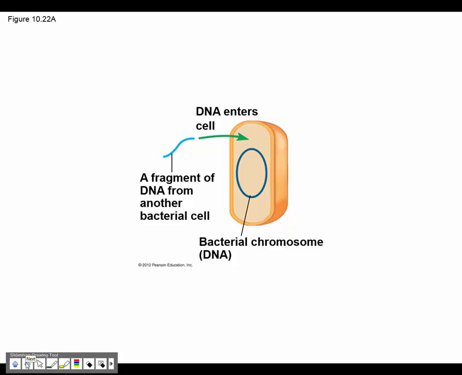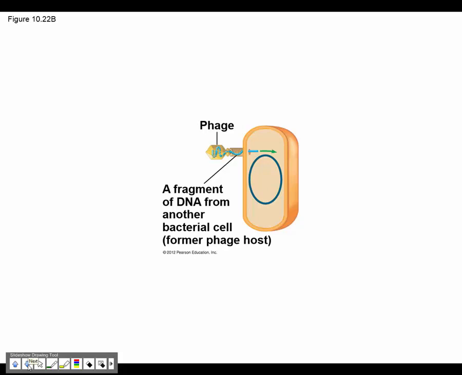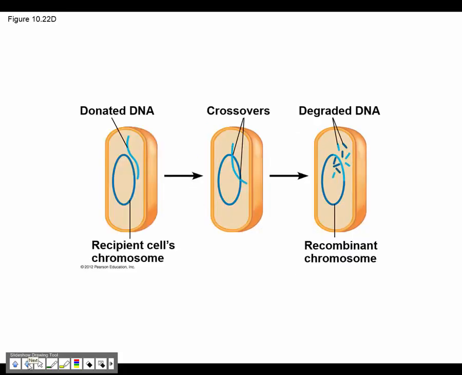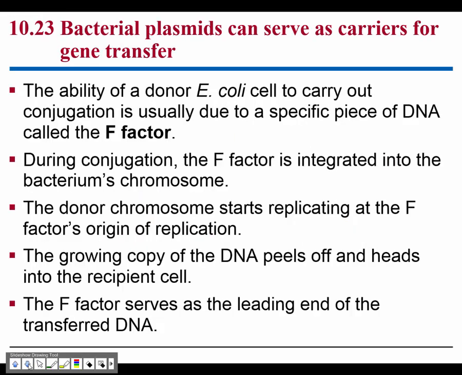So here we are, a fragment of DNA from another cell enters the bacterial cell, or a phage will inject it, or there's a sex pilus or mating bridge, right? And so you have a donor cell and a recipient cell. And then you have crossovers and degraded DNA, recombinant chromosomes, and different things like that that will change proteins made by that bacteria.